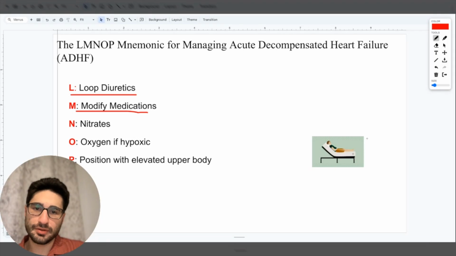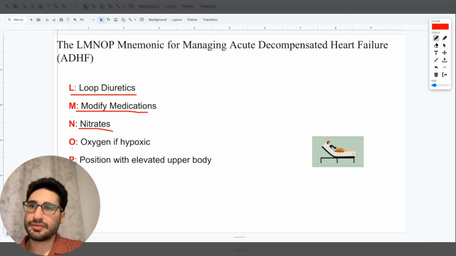The N is going to be for nitrates. Nitrates are going to work by relaxing vascular smooth muscle, and this is going to cause venous dilation, which is going to reduce preload. And nitrates at higher doses are going to cause arterial dilation, which reduces afterload. And we want to avoid this medication in patients with low blood pressure because of the vasodilatory effects that nitrates have. It can cause significant drop in blood pressure.